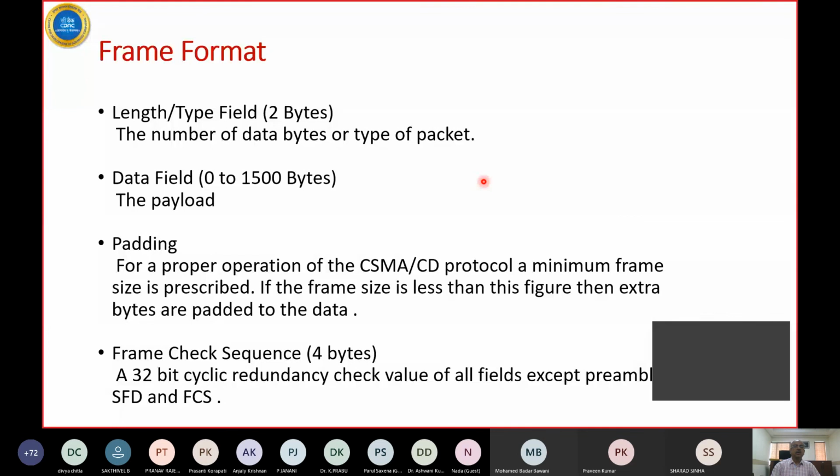Okay, so the data field can be up to 1500 bytes. The minimum Ethernet packet has to be 64 bytes, out of which 48 is the data. So if you are sending 1 byte, then you will pad it up with 47 more bytes. And then the frame check sequence is the CRC that checks the validity of the data at the receiving end.